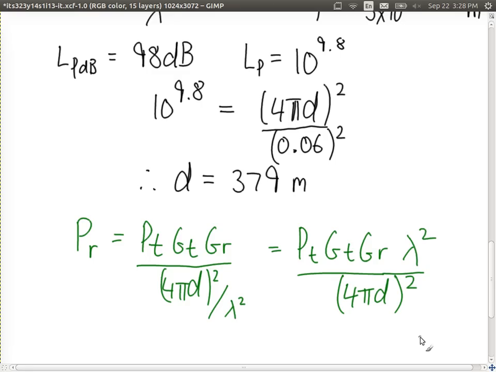Increase the wavelength. Remember, wavelength is C divided by F. Increasing the wavelength is the same as saying decreasing the frequency. Lower frequency, wavelength goes up, PR goes up. Or, how do we get the receive power to go up? Decrease the distance. Bring the devices closer together and the receive power will go up.